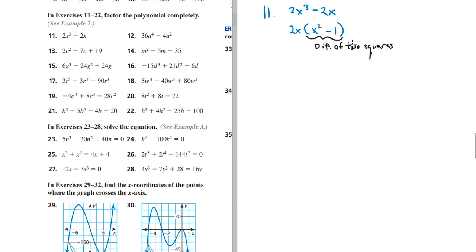That is the difference of two squares, so we're going to apply the difference of two squares pattern, and we get 2x times the quantity. This factors into x minus 1 times the quantity x plus 1, and that is the factored form.